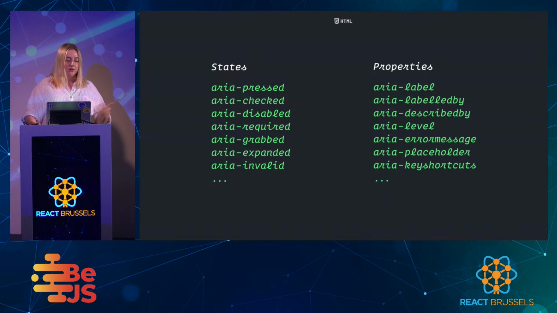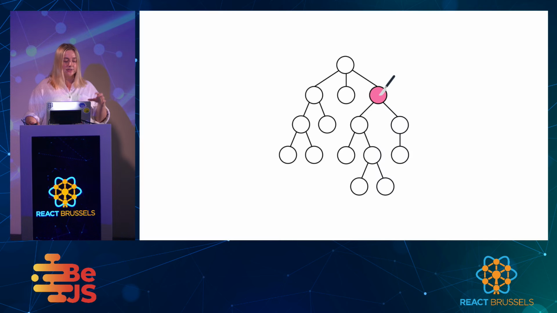Additionally to roles, we can also set different states and other properties using ARIA. They're all prefixed with aria-something. In a way, using ARIA is like performing precision surgery over the accessibility tree. It gives us as developers a lot of power to modify different properties.